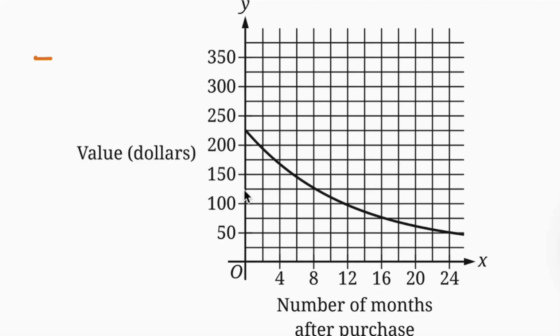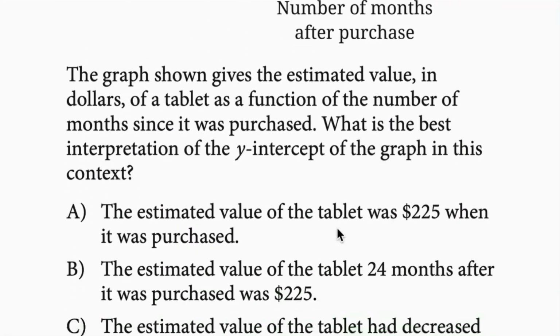When the thing was purchased, its initial cost was this. It is in between 200 and 250, so that is $225 initially. I should not write dollars here because it's already given that the value is in dollars, so it's 225. After 4 months, its value will be this. After 8 months, its value will be 125. So it's decreasing every single time. Okay, we have understood the graph. Let's go to the question.